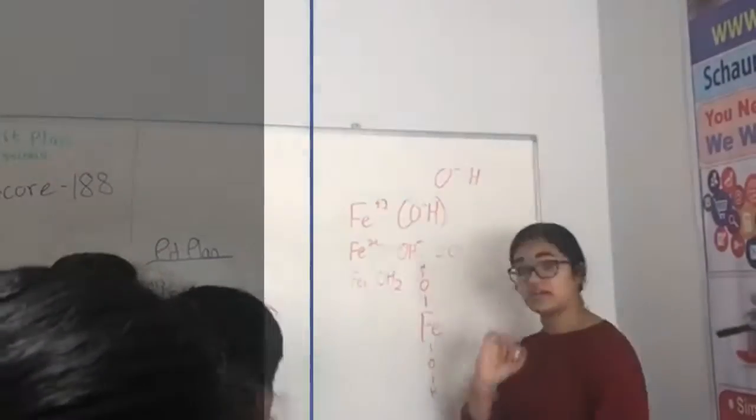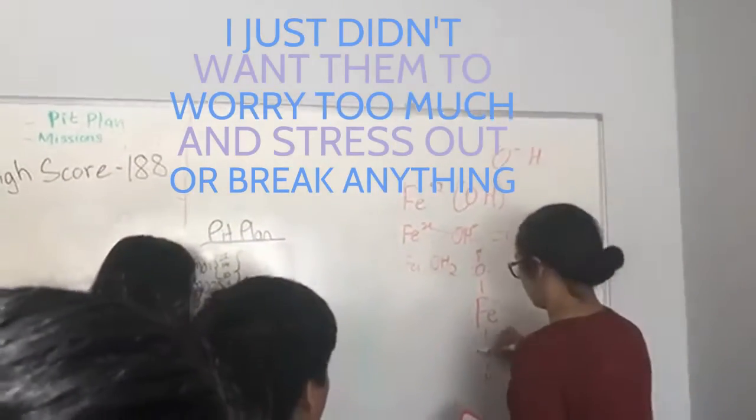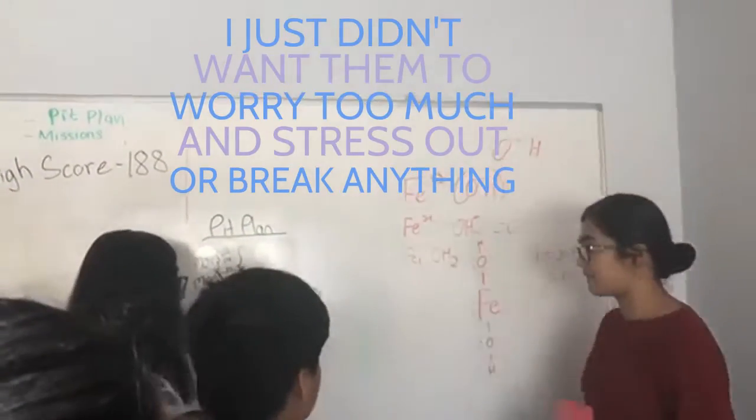Now each of these needs to have 8 electrons around it. So each of these bonds equals 2. So you have 8. So you put 4 dots. And this is going to need 4 dots and 4 dots. But hydrogen only needs 2 because it is small.